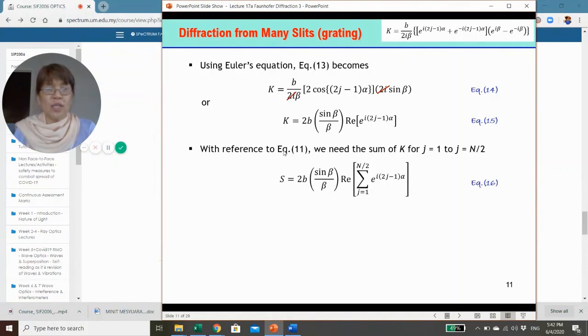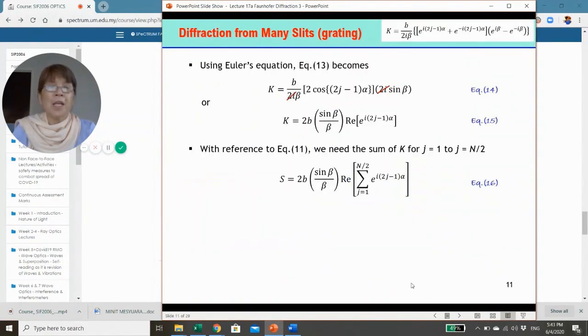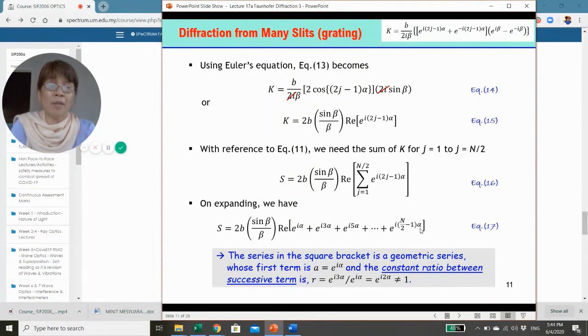Now, referring back to the summation term, which was here, summing it up. So we need to find the sum from j equals 1 to j equals n over 2. If we represent the sum as S here, we sum up the real part of this within here, sum up all the terms here, because this is constant. So if you were to expand it out, taking the summation of this will just give you exponential i alpha when j is 1, since 2 minus 1 is 1. Exponential i alpha plus the next one will be 3 alpha, 5 alpha, and so on until (n over 2 minus 1) alpha, summing up to n over 2.